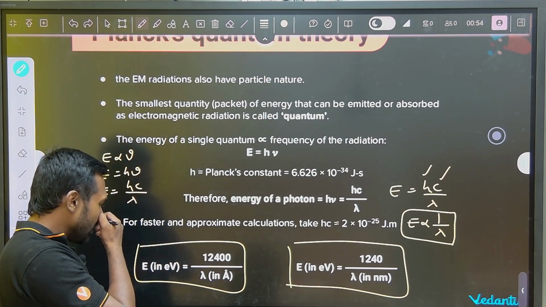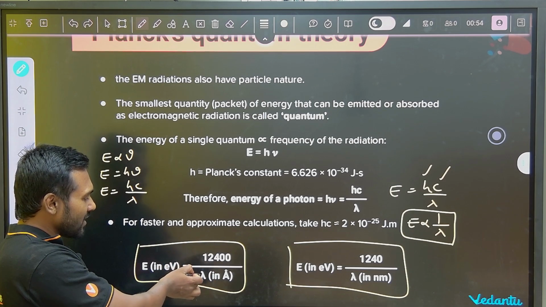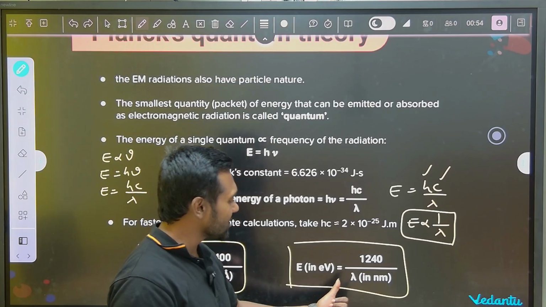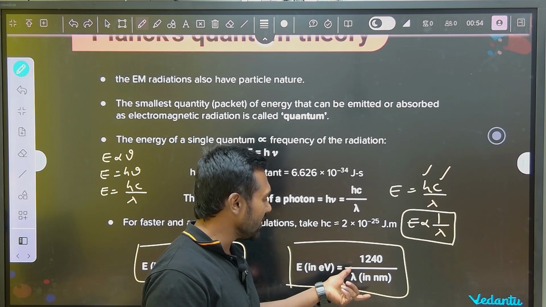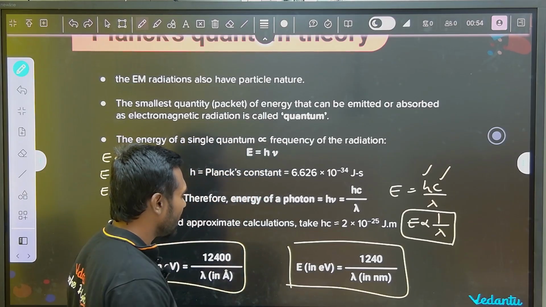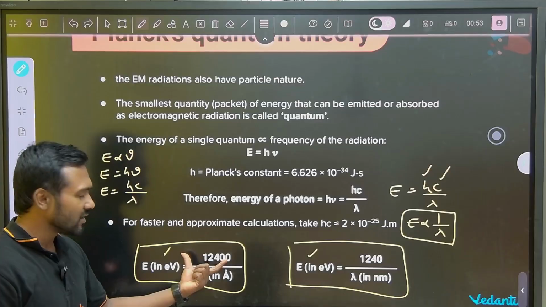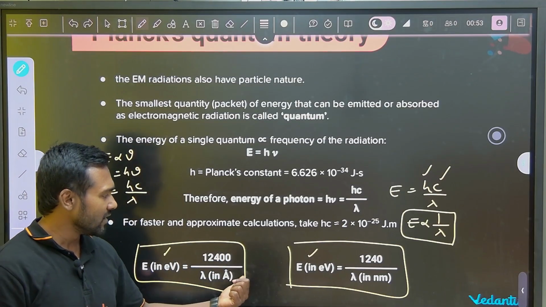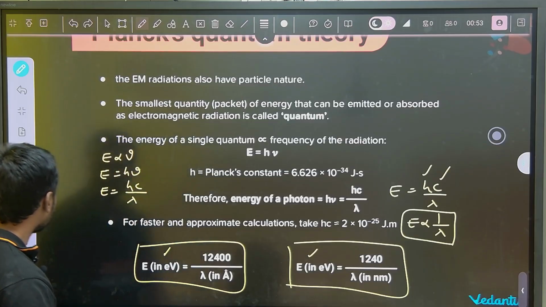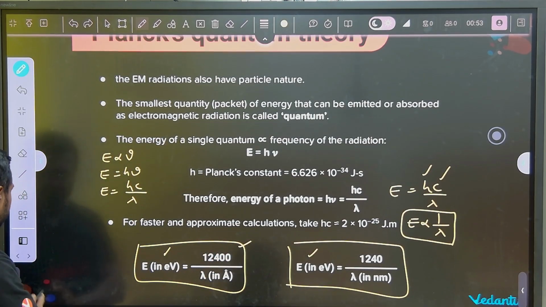So if you want energy in electron volt, then 12,400 by the lambda which is given in angstrom. Or else if the lambda is given in nanometer, then 1240 by lambda in nanometer. So you can find the energy in electron volt. If they are given angstroms, take the numerator 12,400, and if it is given in nanometer, take 1240. Try to remember these formulas, so it will be easy to solve the questions.